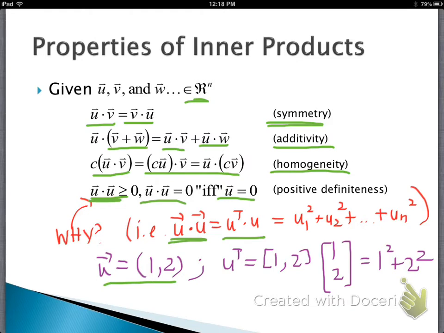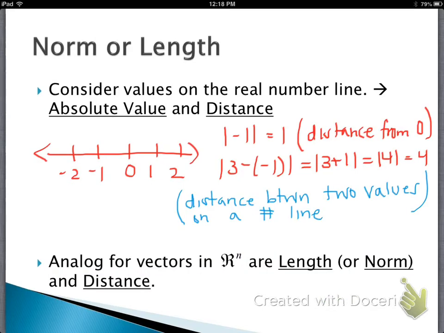So if we have u equal to some vector (1, 2), remember again, that really means this as a column vector, right? And so then if you take the transpose and multiply, that's going to be 1 squared plus 2 squared. All right. So I think you're good with the inner product, the dot product.